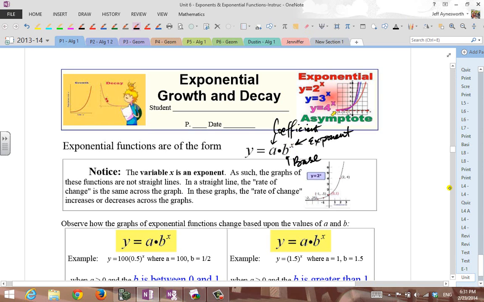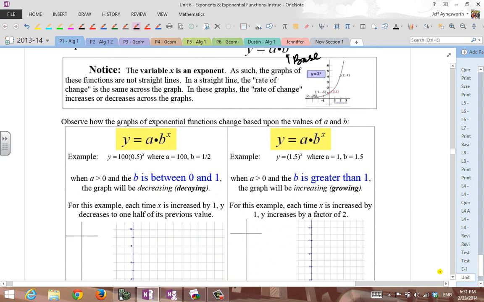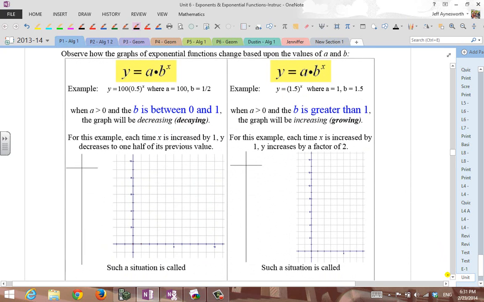These growth and decay functions have a lot of applications, and we're going to explore some of the applications of the exponential in this lesson here. But first, let's go ahead and just review the two basic types of exponential functions.